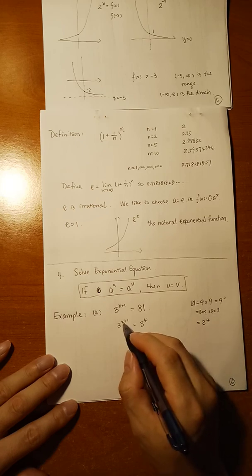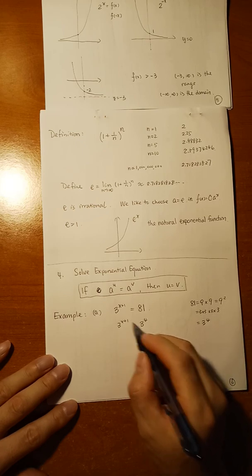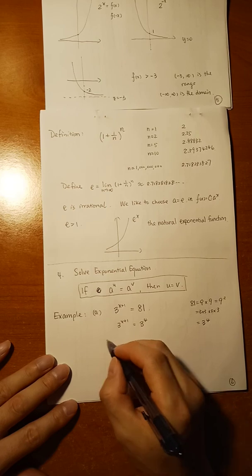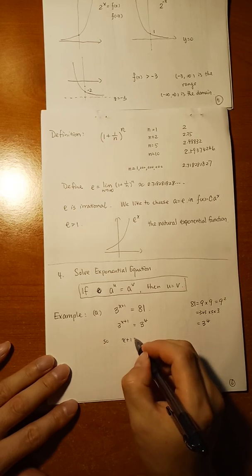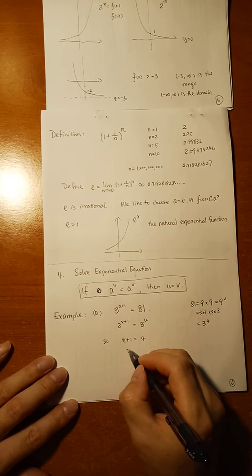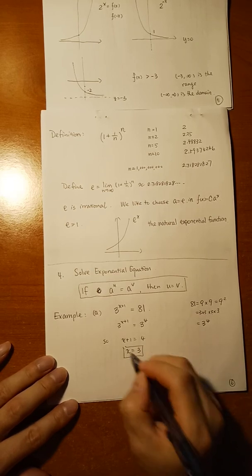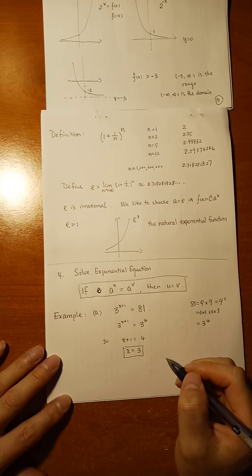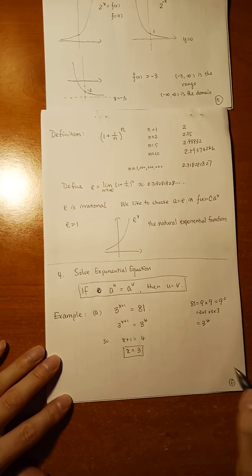So 3 to x plus 1 is equal to 3 to 4. So x plus 1 is equal to 4. The exponent is equal to the exponent. Then you get x is equal to 3. So this is a solution. Okay, this one is a solution.